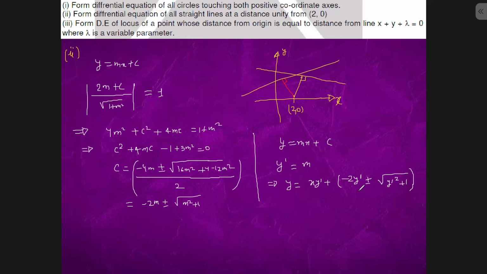If we want to further simplify this, it will be (y minus x y dash plus 2y dash) whole square equals y dash whole square plus 1. This is the equation. Question 3 we will do.